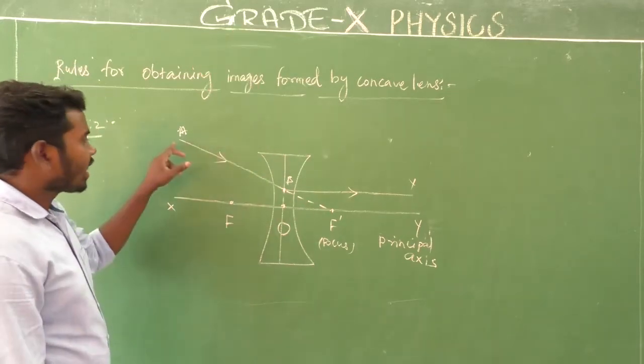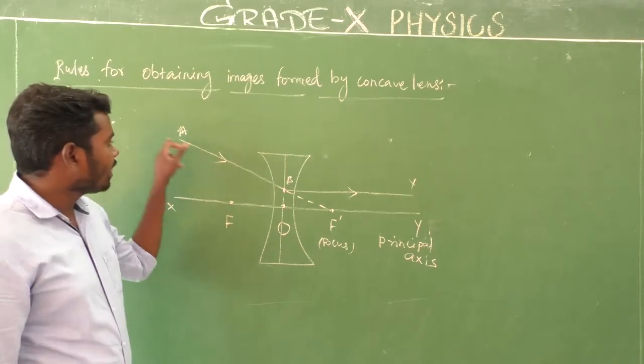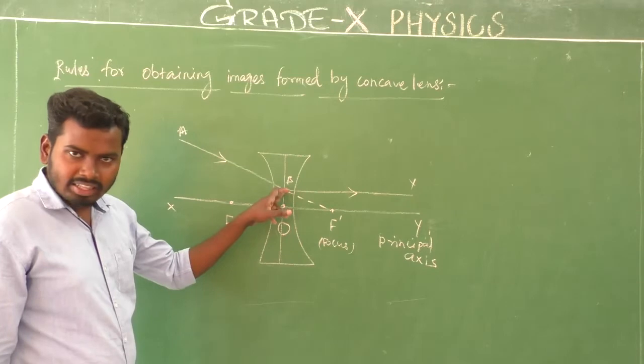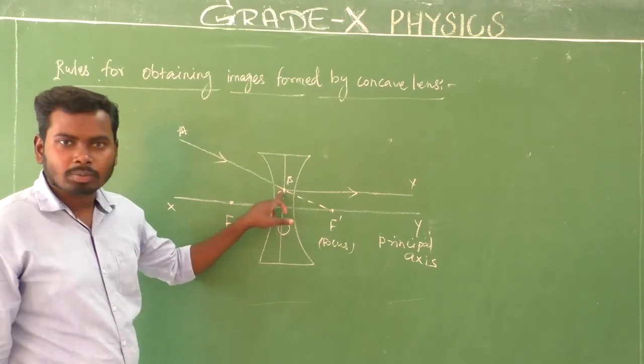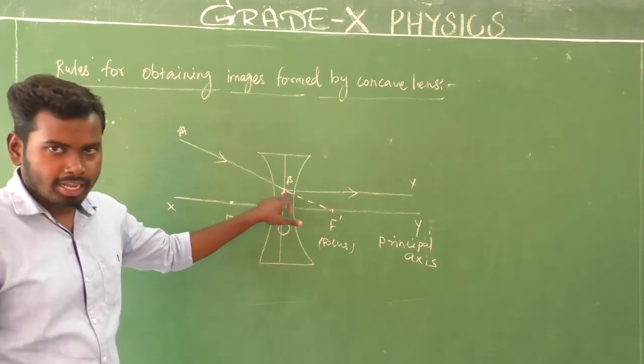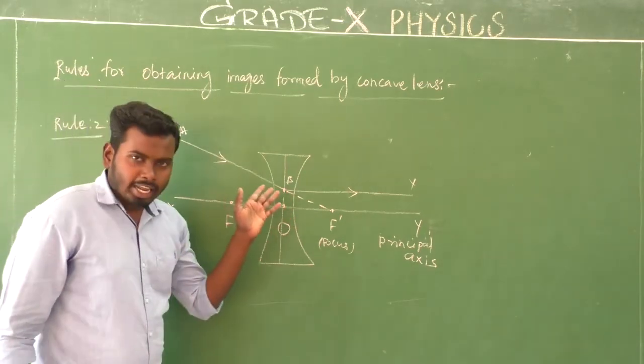Is it clear? Next, consider a ray of light. This is ray of light AB. This ray of light AB falls inside the concave lens. So refraction takes place at the point B. Point B is the inside of the concave lens. So refraction takes place at the point B.